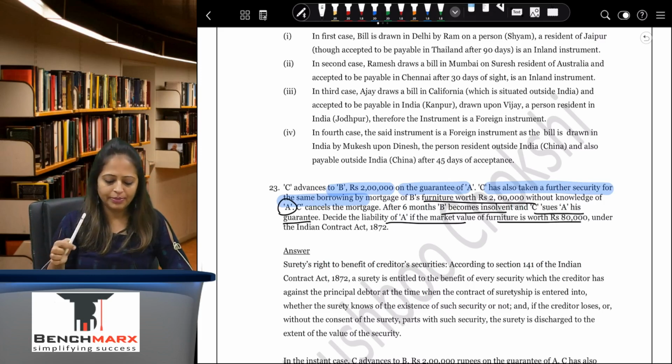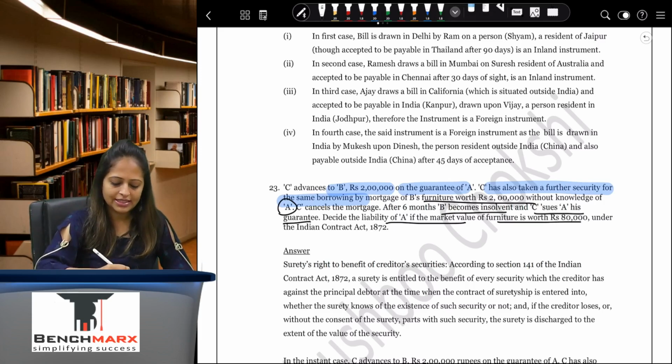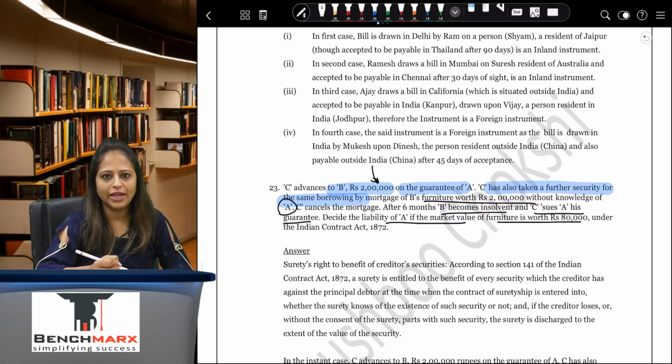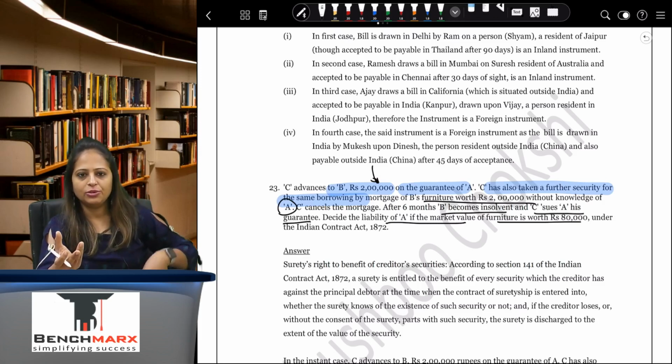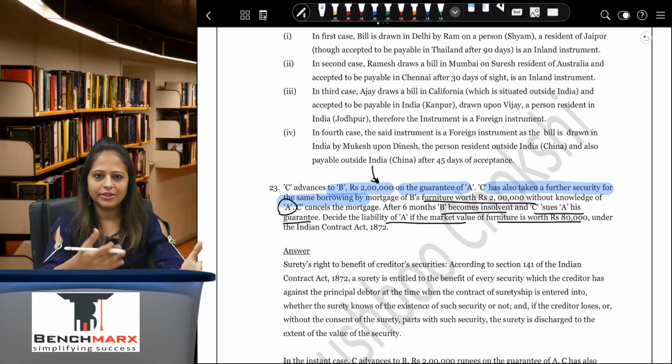So basically here what is important is that he has taken a security worth rupees 2 lakhs. The surety doesn't know, but the surety has the right whenever he is paying on behalf of the principal debtor. Whenever the principal debtor defaults, it is the liability of the surety to pay because they have a coextensive liability and his liability is the secondary liability.